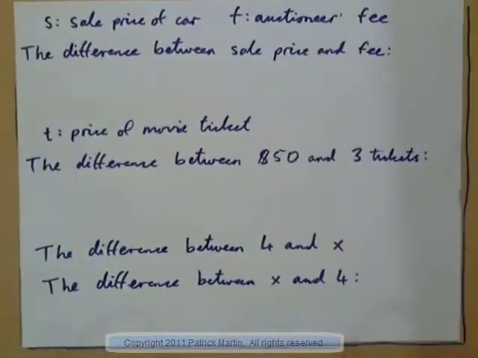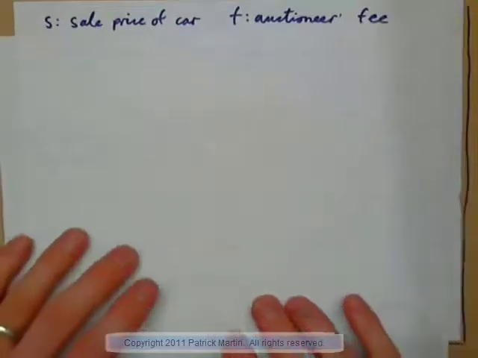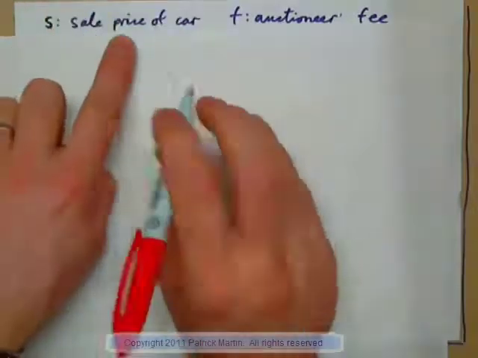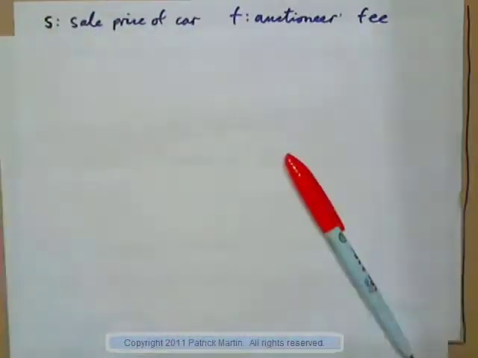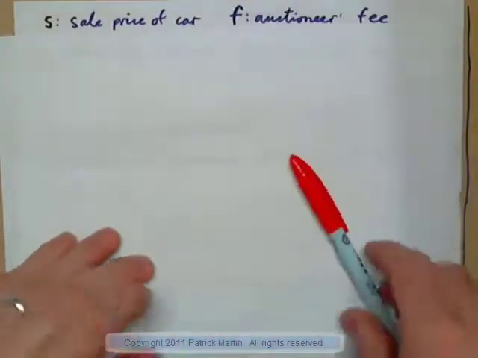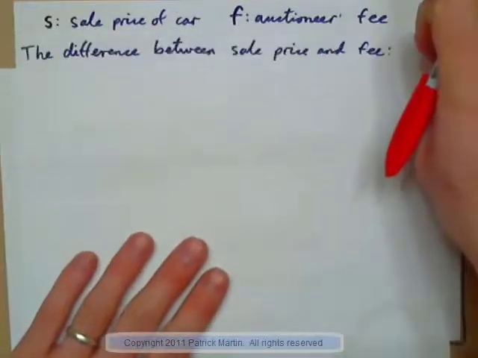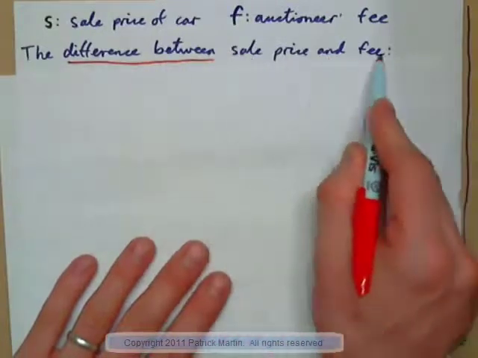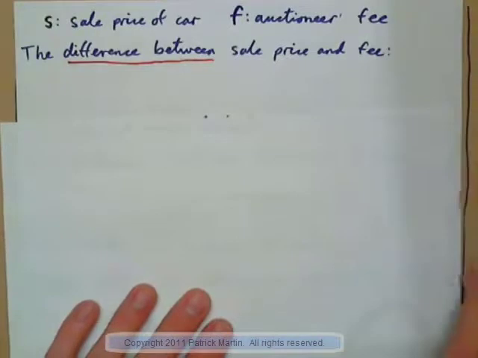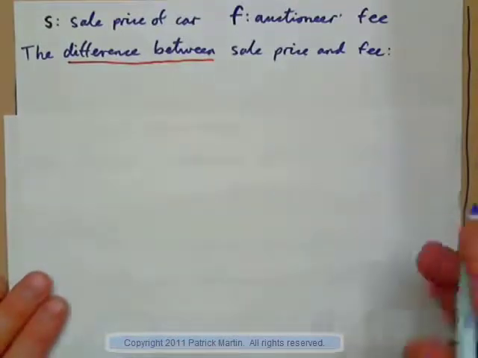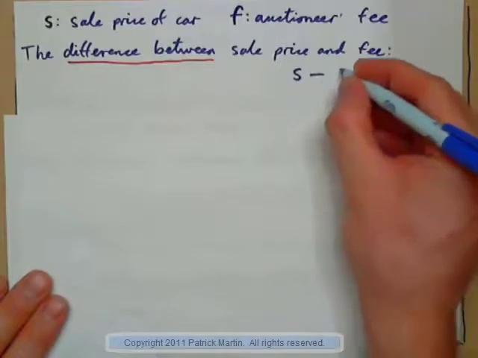We could let S, the letter S, represent the sale price of a car, and the letter F could represent the auctioneer's fee if you sell your car through an auctioneer. So look at this sentence. The difference between sale price and fee would be, see if you can write it down. At any time, press pause in the bottom left corner and see if you can get the next step. It would be S minus F, right?